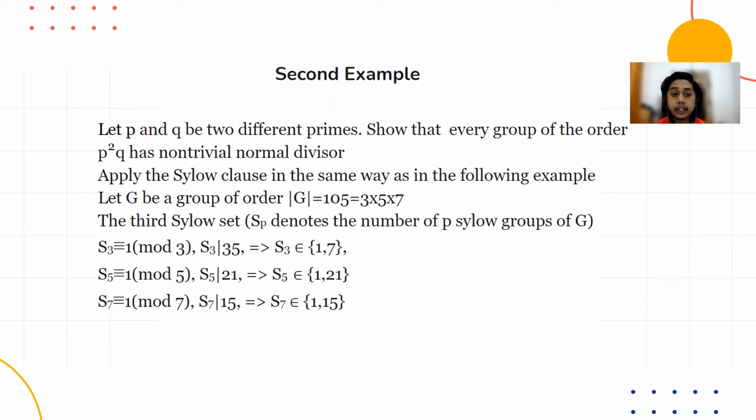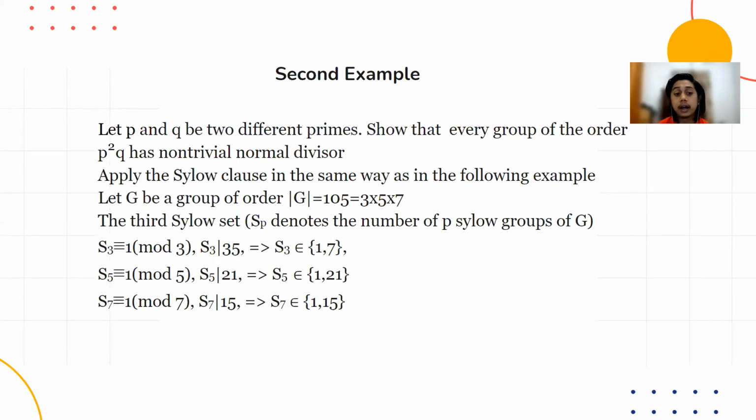Let p and q be two different primes. Show that every group of order p squared q has a non-trivial normal subgroup. So we apply the Sylow theorems in the same way as in the following example.